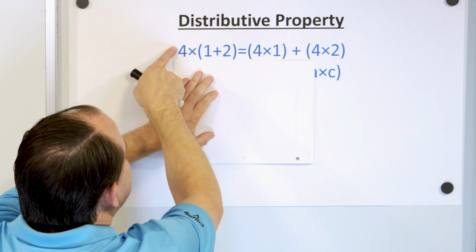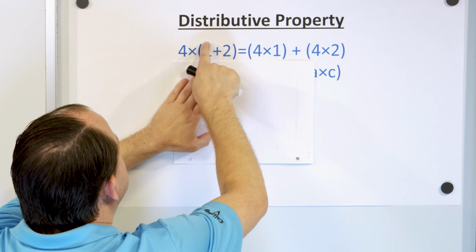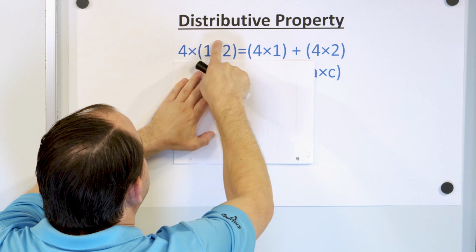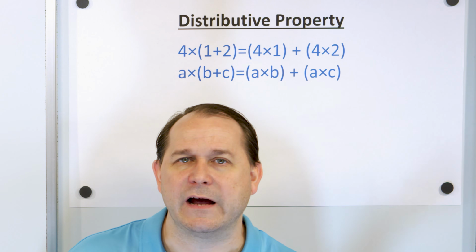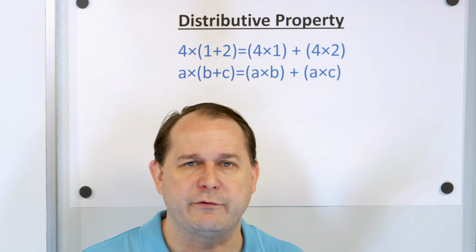So basically you can think of this 4 as kind of going in and bombing these guys on the inside and multiplying there. You can almost say that the 4 is being distributed inside the parentheses. That's why it's called the distributive property.